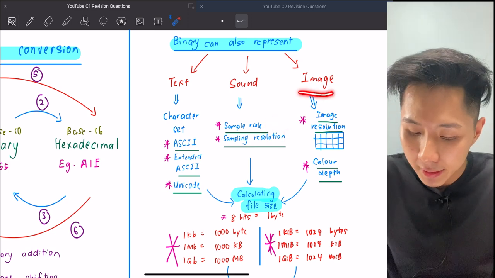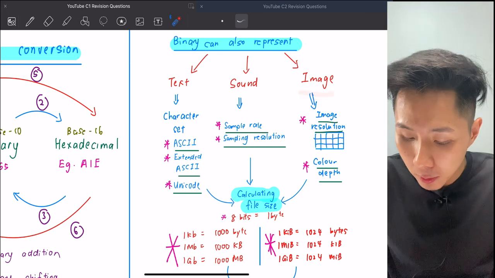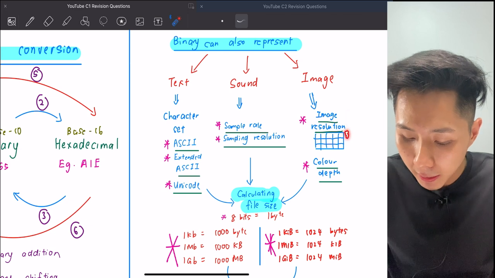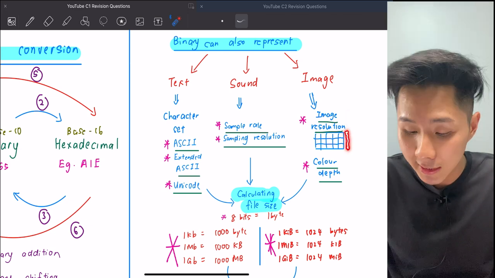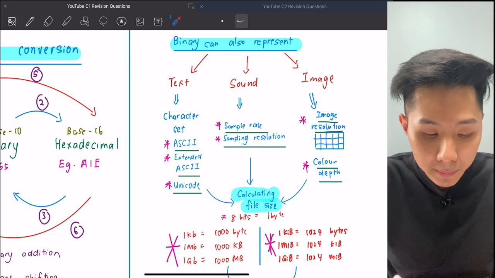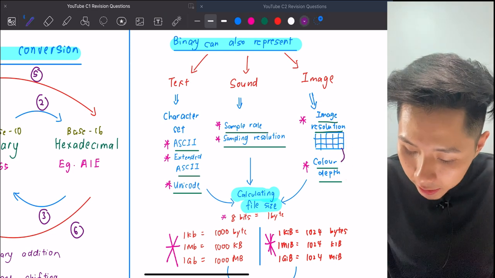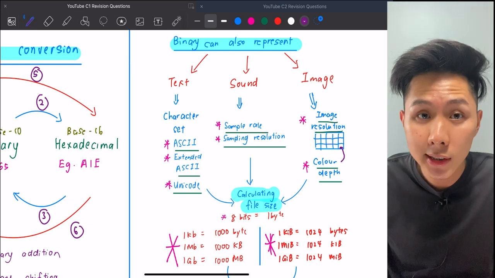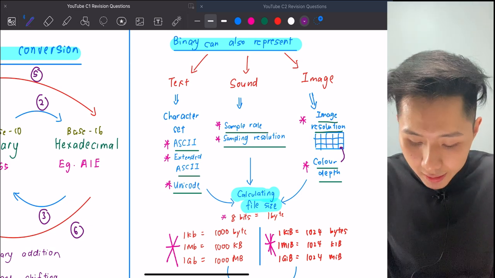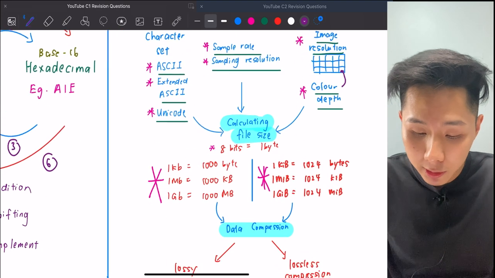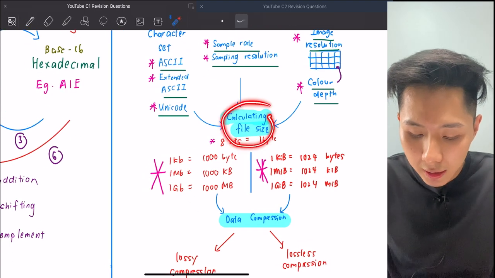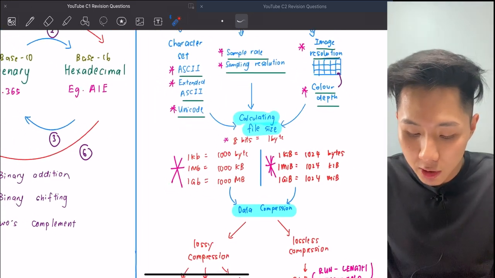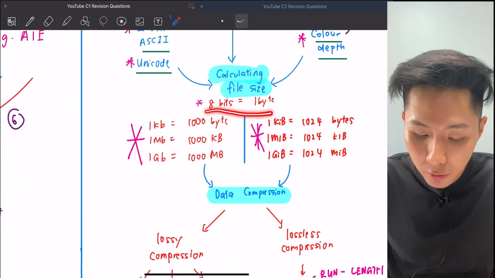Another one is image. There are two key terms: image resolution, how many pixels your image consists of, and also color depth. Color depth basically means how many bits there are in one particular pixel. So the more bits that you use, the more colors your image can have. And having learned that, we also proceed to learning how to calculate the file size of an image, sound, and also text. And here is some info about file size.